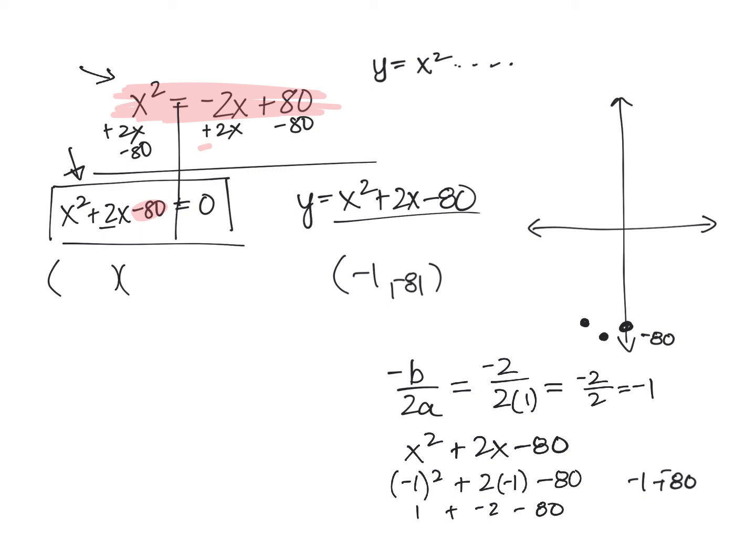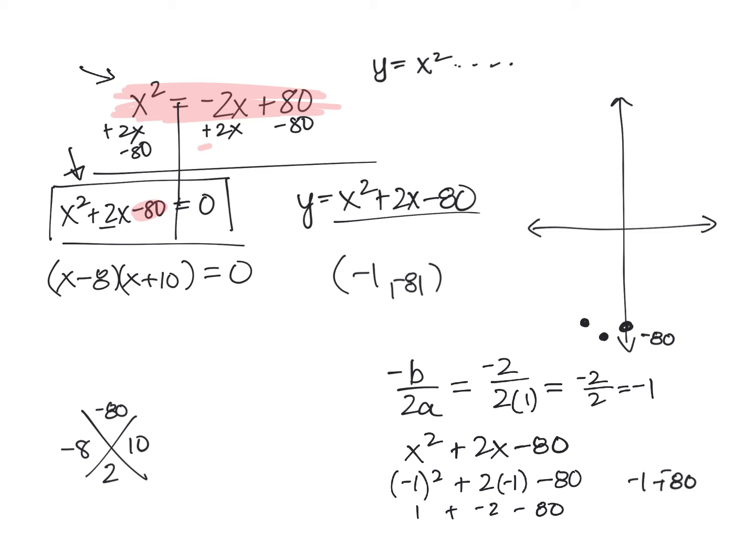So I'm going to try to factor this to find the zeros. I know it's x and x. Now I need to figure out what times what is negative 80, but when I add, I get 2. So I'm going to think, what times what is 80? Well, 40 and 2 is not going to make a 2. I think 8 times 10. It looks like it needs to be a negative 8. So I end up with x minus 8 and x plus 10.